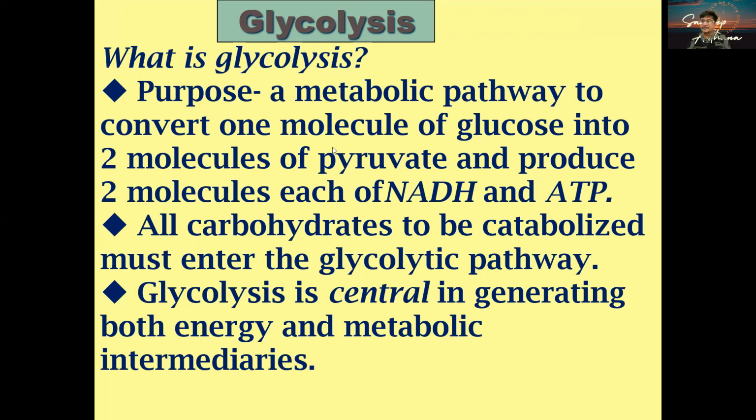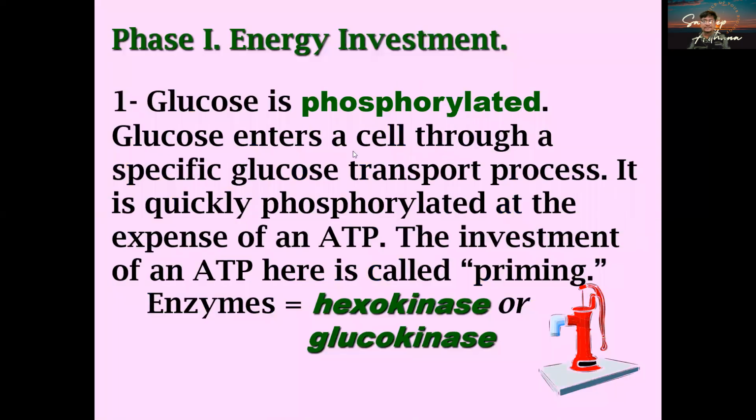All carbohydrate to be catabolized must enter into the glycolytic pathway, and glycolysis is in the center, as I told you in the beginning, for both energy and metabolic intermediates, because this is the process, and the intermediates can be converted into different forms of biochemicals, including amino acids. Let's go to phase 1, which is called energy investment.